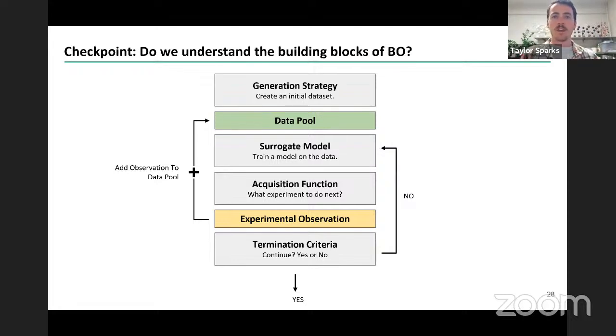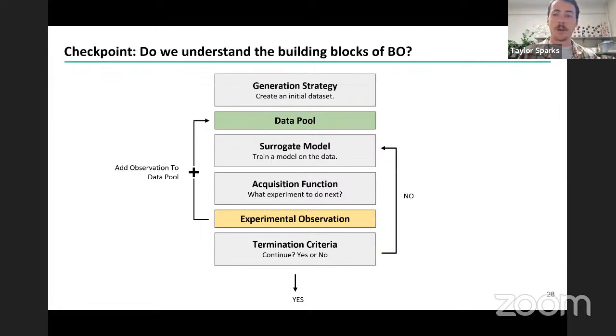What is it you're trying to do? You then start out with a data pool to get your initial data set. Now you've got this data pool. You then build a surrogate model, which is trying to learn the objective function. Essentially, you're training the model on your data. You then use your acquisition function to tell you which data point to collect next.